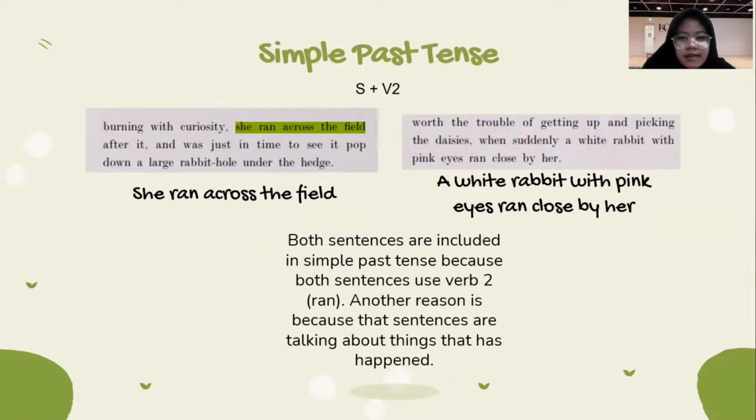The next is simple past tense. Simple past tense has the pattern subject plus verb 2. The first sentence that I found is "she ran across the field," and the second is "a white rabbit with pink eyes ran close by her." Both sentences are included in simple past tense because both use the verb to run. Another reason is because the sentences are talking about things that have happened.